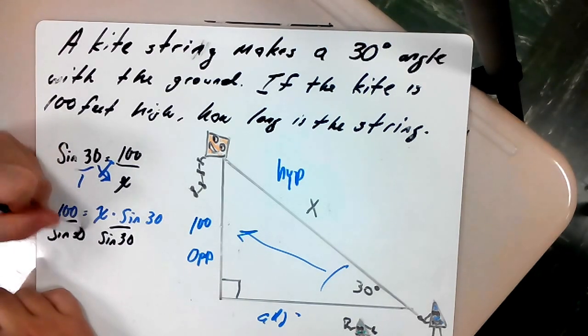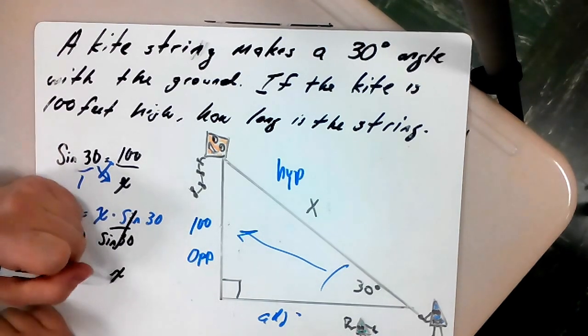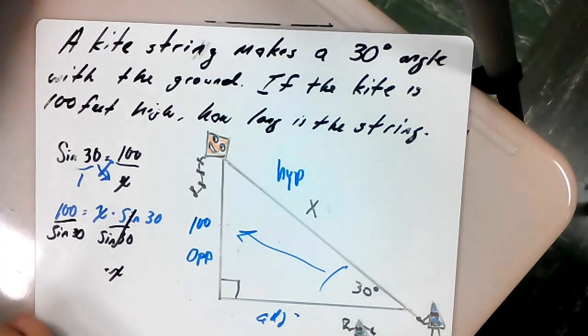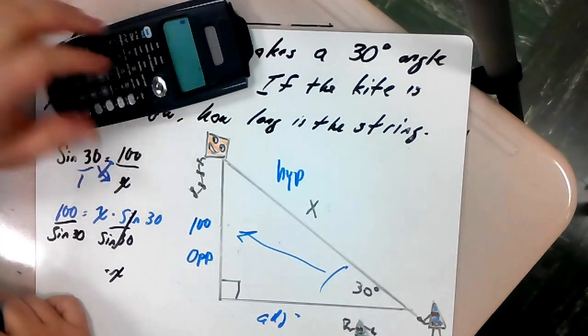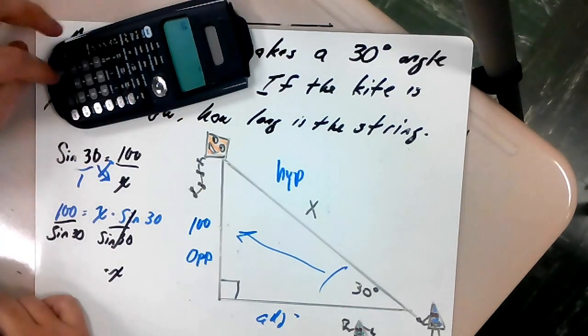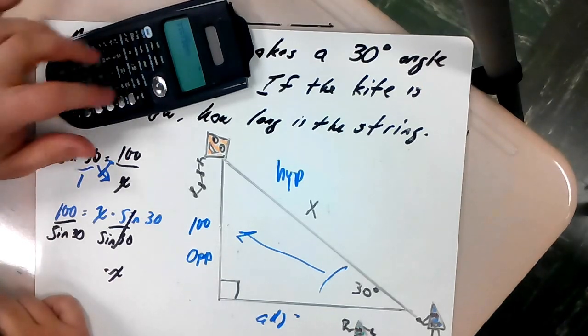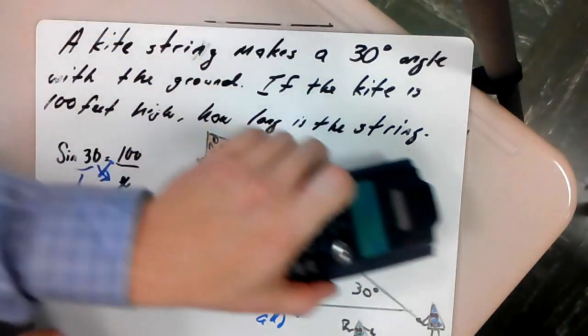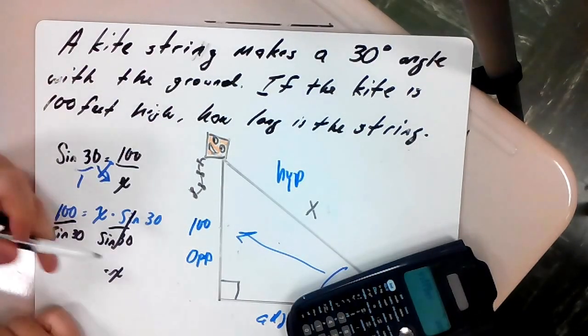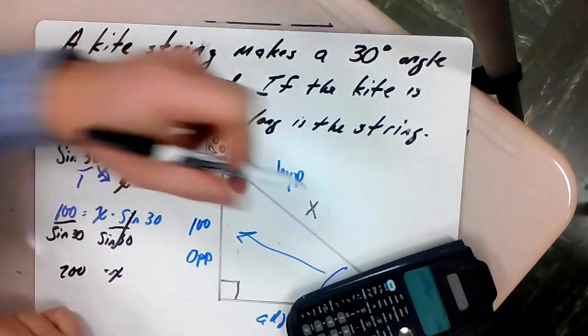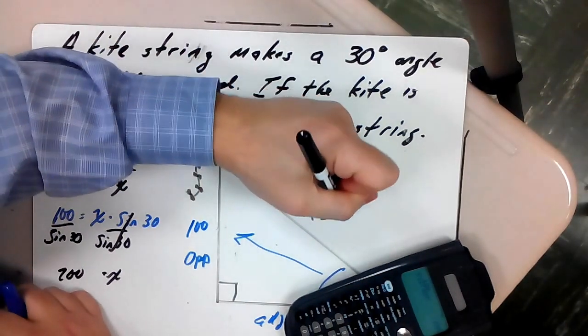Let's see what we get. Now remember, we want to know how long the kite string is. So 100 divided by sine 30, and the answer is 200. So the kite string is 200 feet.